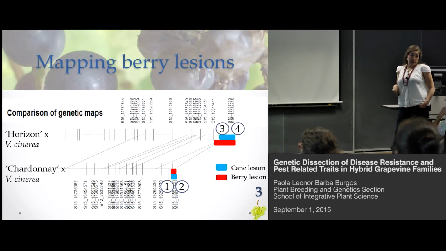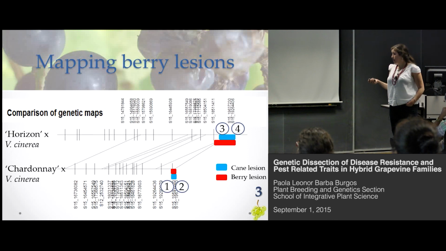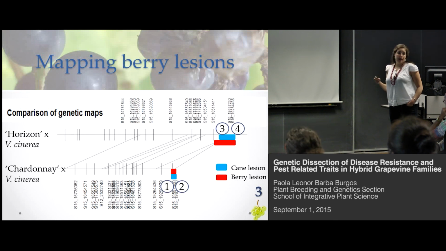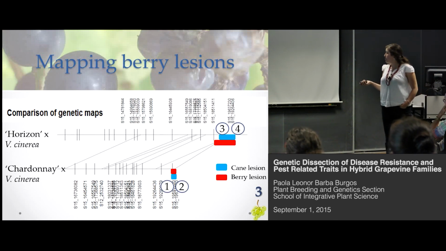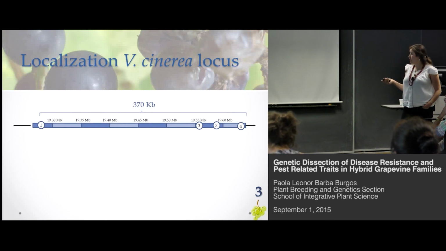So then we map the lesions on the berries too, and we found that they co-segregate with the cane lesion. So in blue is the interval for the cane lesion, and in red the interval for the berry. So here we have 2 genetic maps, the Horizon by cinerea and the Chardonnay by cinerea genetic maps. The physical positions correlate well, and the berry lesion and the cane lesion map to almost the same region. So we were able to narrow this down to 370 kilobase pairs for the Vitis cinerea locus.